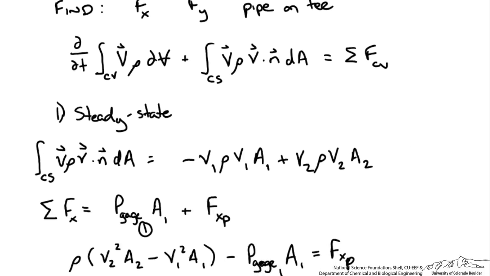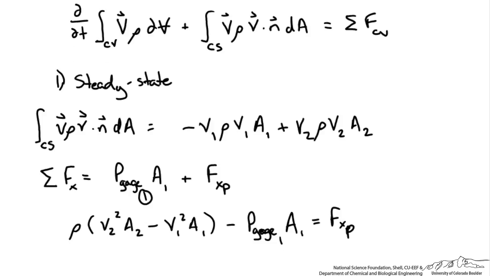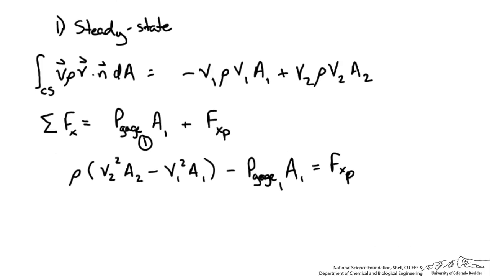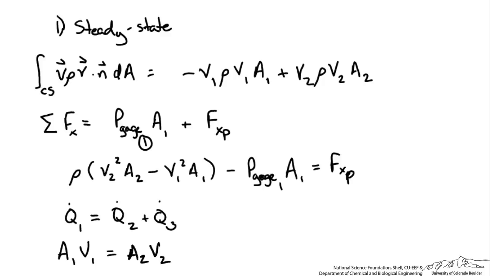So we could use the continuity equation to determine V1. And this basically says for an incompressible fluid that the volumetric flow rate coming into the T must be the volumetric flow rate leaving the T. So we could rewrite this as the area at 1 times the velocity at 1 equals the area at 2 times the velocity at 2 plus the area at 3 times the velocity at 3.